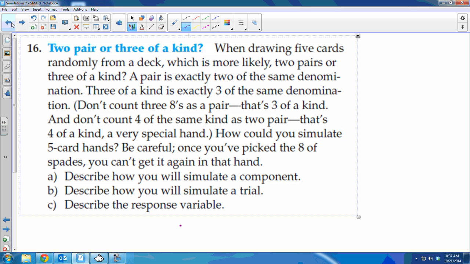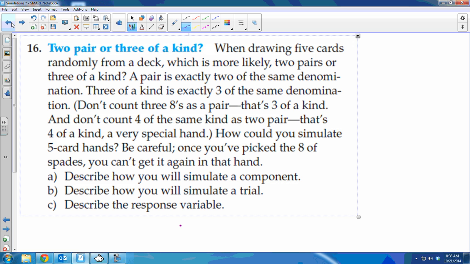I picked this one specifically because it's a little more complex than we did yesterday. And instead of giving it to you for a homework question and you guys all freaking out, I'll give you an easier one for a homework question. So when drawing 5 cards randomly from a deck, which is more likely, 2 pairs or 3 of a kind? A pair is exactly 2 of the same denomination, and 3 of a kind is exactly 3 of the same denomination, if you didn't know that already. Don't count 3 eights as a pair, that's 3 of a kind, and don't count 4 of the same kind as 2 pair, that's 4 of a kind, so a different hand.